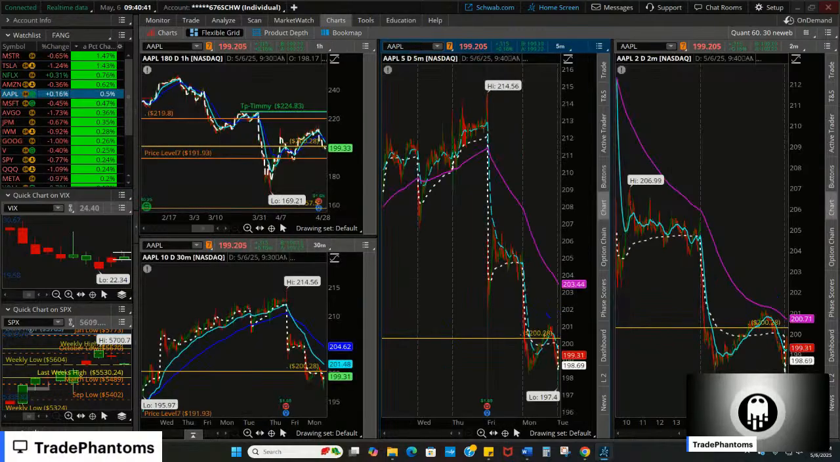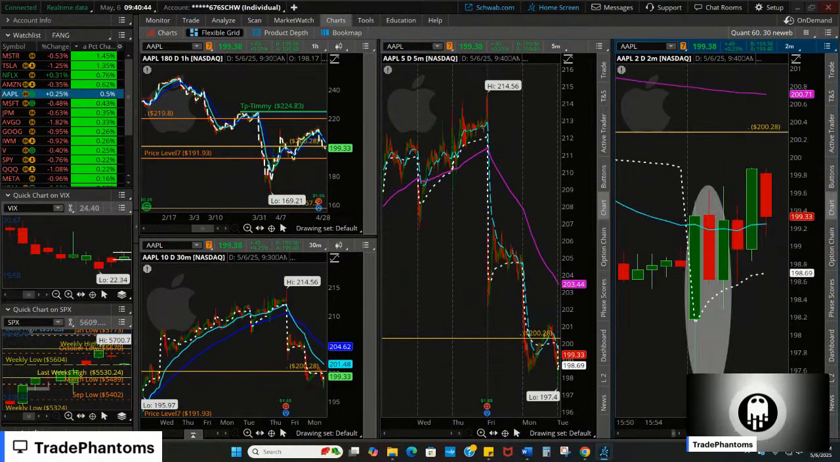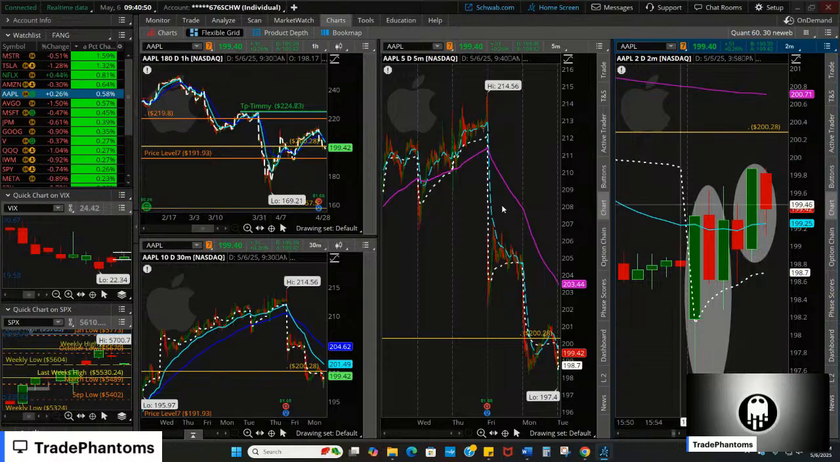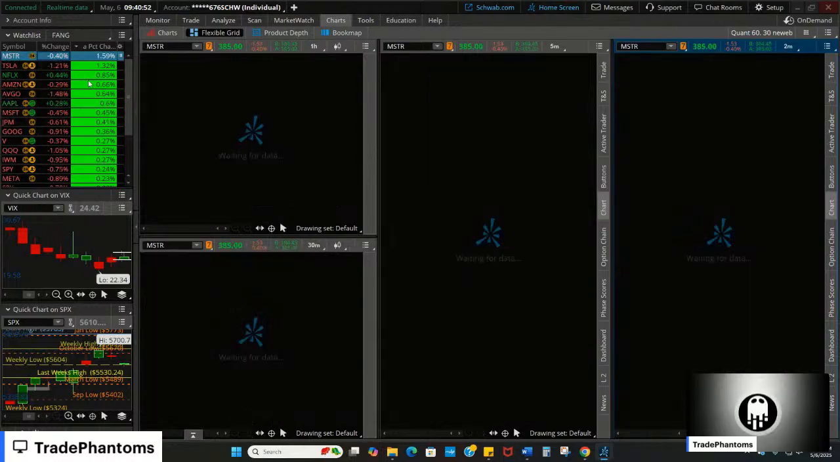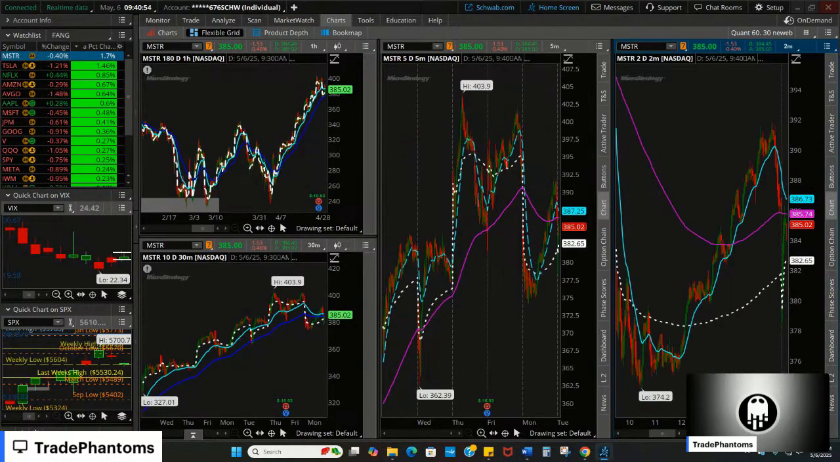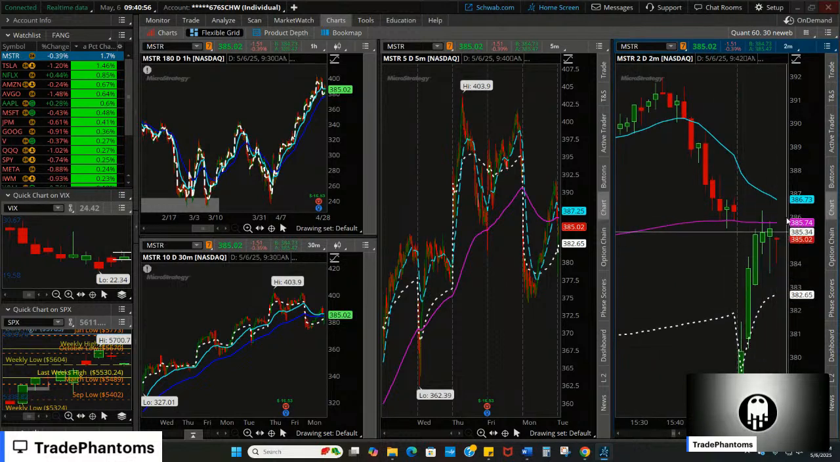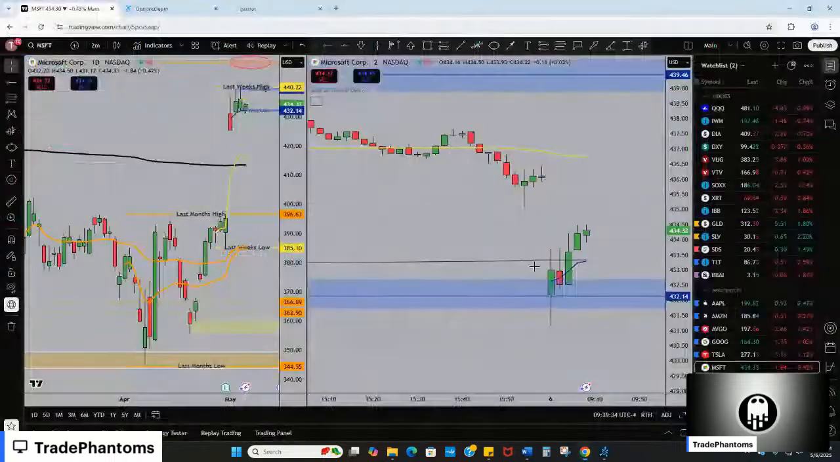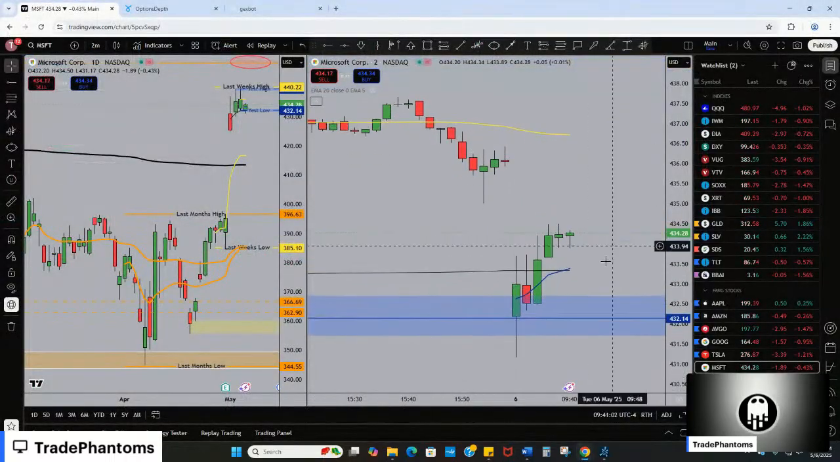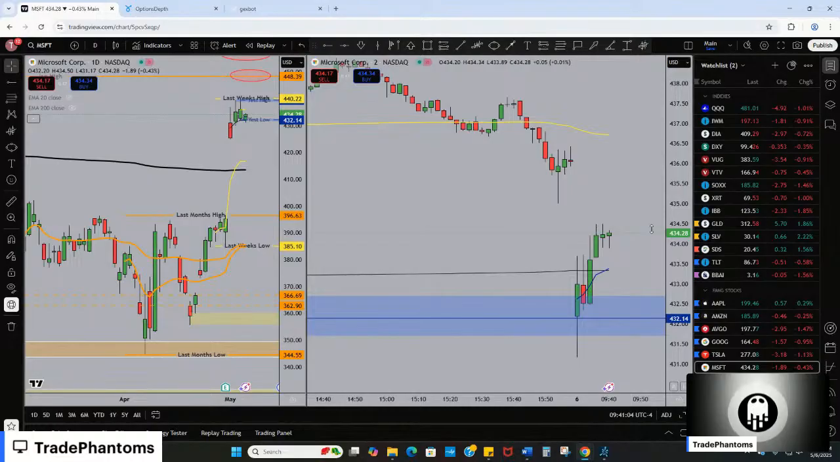Where did Apple go? Did it not fall? It's not following through as much. We do have a positive COG. It's trying to go, do its thing. MSTR looking decent. Microsoft as well. FANG's holding up so far in the morning.